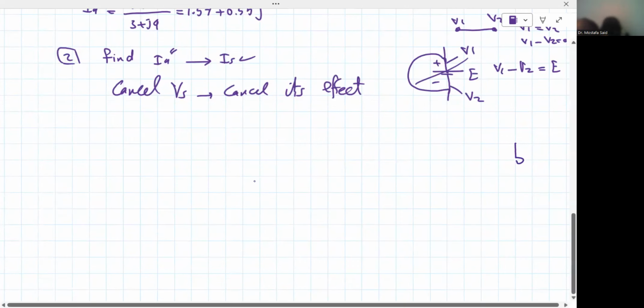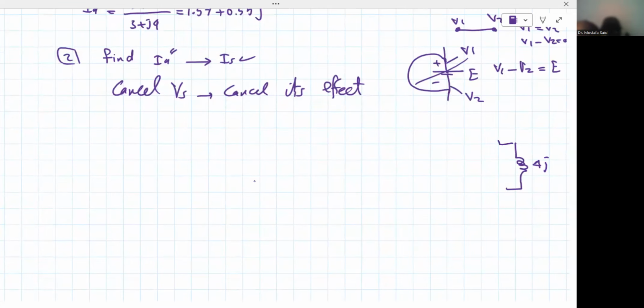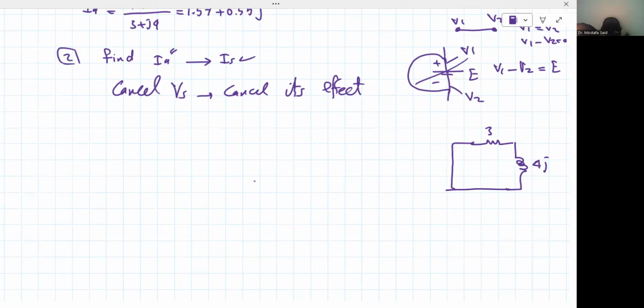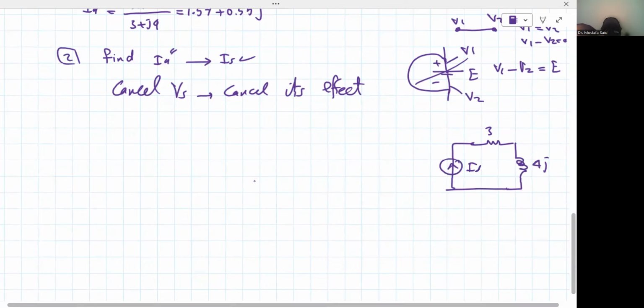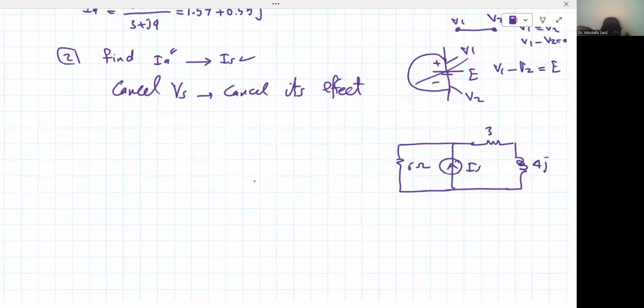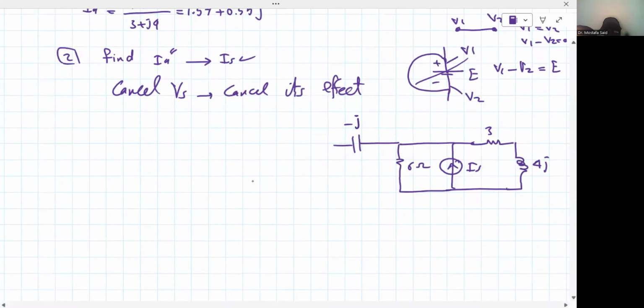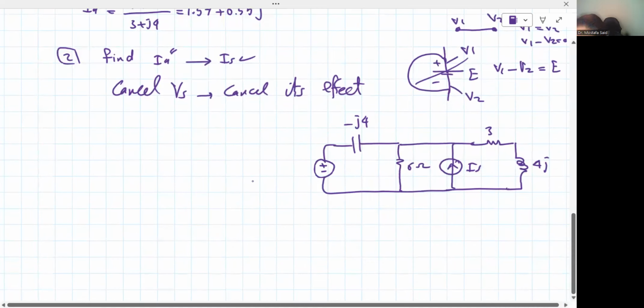So we have here, for J, the 3 ohm resistor. We have IS. We have the 6 ohms. We have a reactance afterwards, minus G4. Then we have our voltage source. We're gonna cancel it right now. Don't worry. Okay, that's Vs.